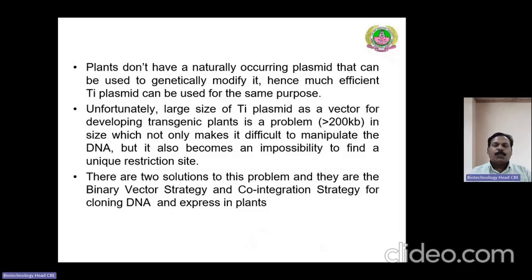One is that we have an issue with the plant system not possessing the plasmid. Second is that the naturally occurring Ti plasmid of Agrobacterium is large enough that it is difficult to manipulate. So there are two solutions to this, and they can be adjusted for plant genetic transformation purposes. The first strategy is going for binary vector systems. The second one is the co-integration vector strategy for cloning the DNA and expressing it in the plant systems.